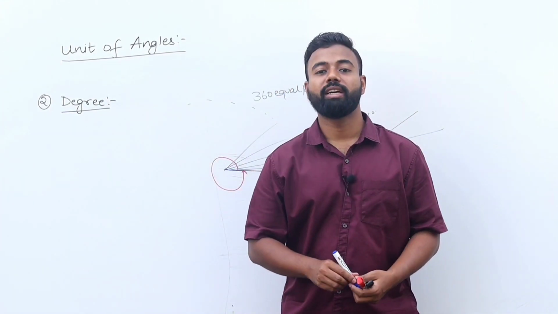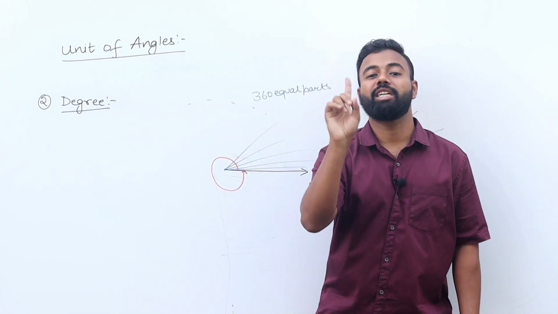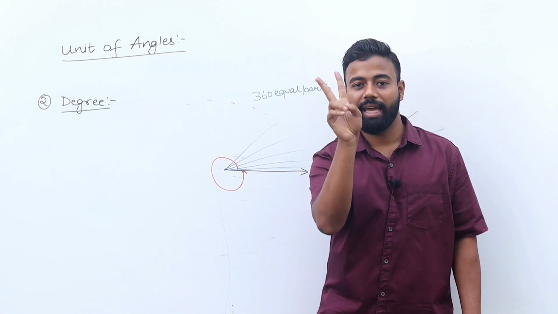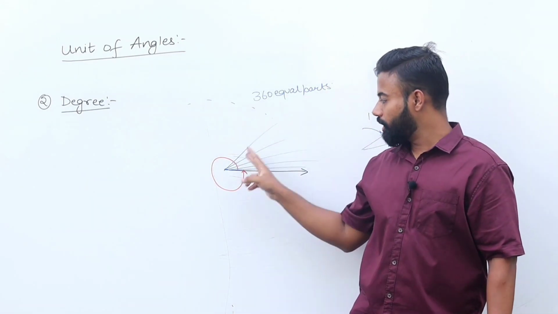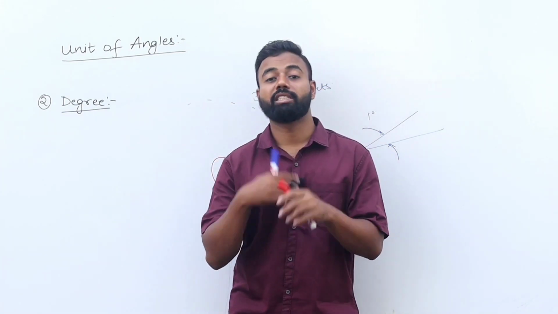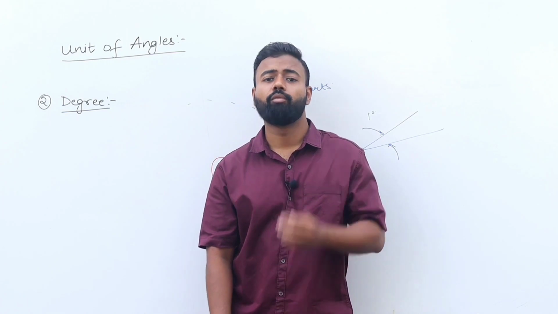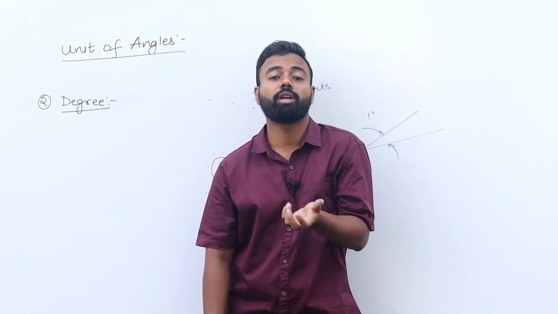Let's recall how 1 degree is defined. If you divide one whole revolution into 360 equal parts, then the angle subtended between two given lines is called 1 degree. So this is 1 degree. Now one question was asked by a student: sir, why 360? Why only 360 parts? Why not 100 parts? 100 would have been more convenient.